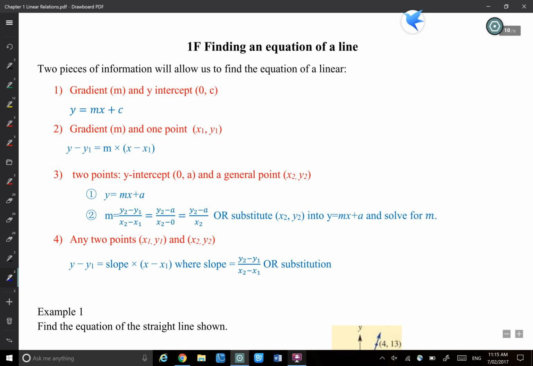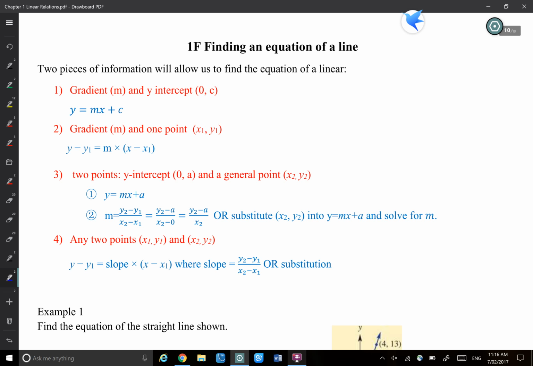Okay, find an equation of a line. If we know two pieces of information, we will know the equation of a line. We can know basically two types: we can know the gradient and one point passing through the line, and we can know two points passing through the line. If we have those two situations, we can find the equation of a line.